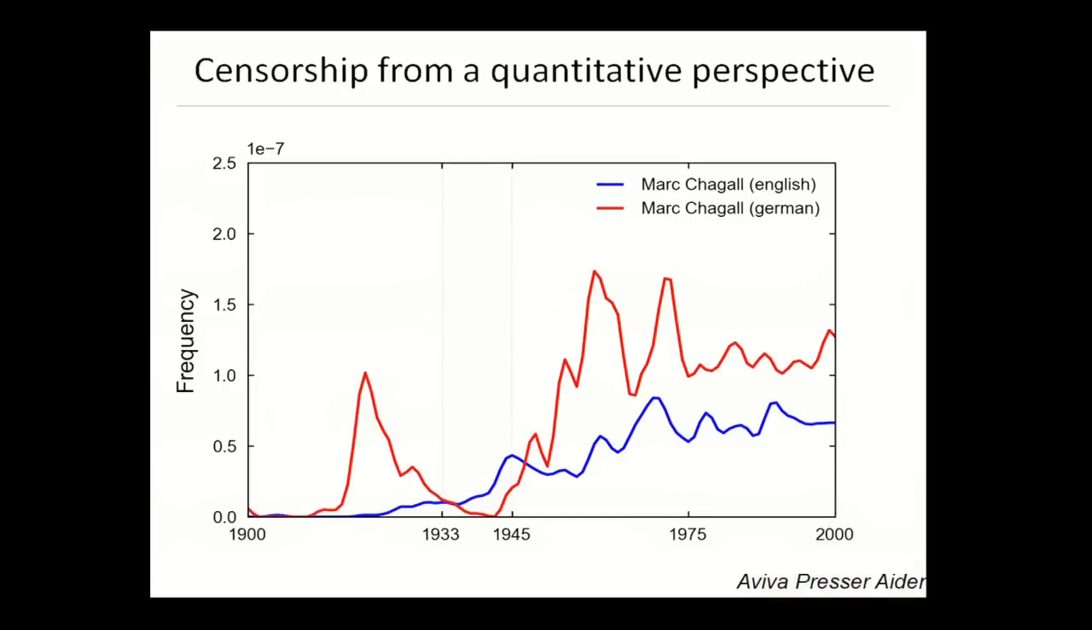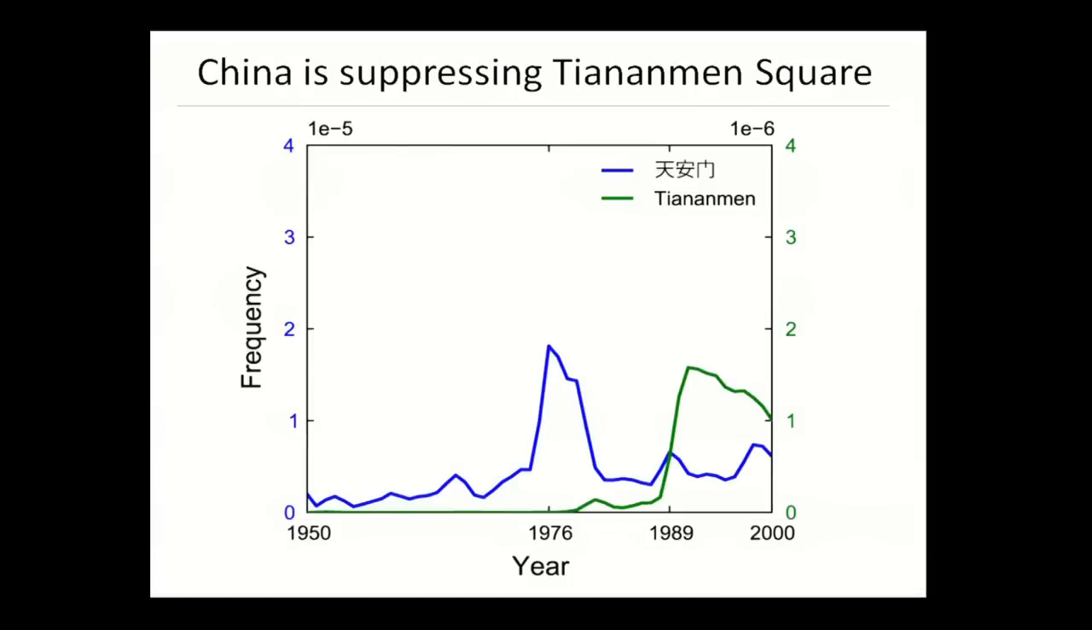This is Marc Chagall in German. And you can see, I mean, obviously 33 to 45 is the Nazi regime, and you can really see it basically as a nadir during that period. You never see this. I mean, this is really political suppression in action.